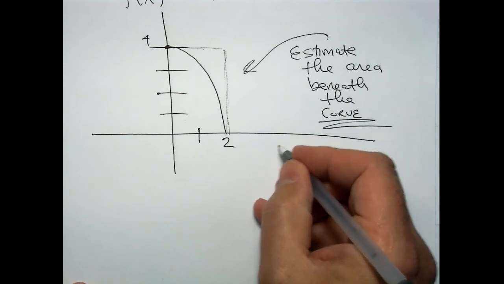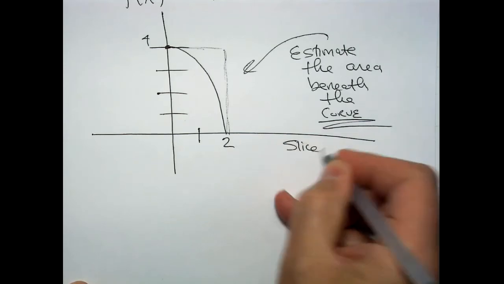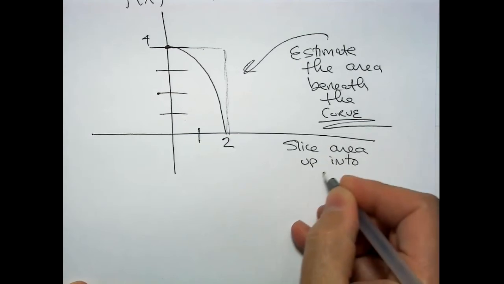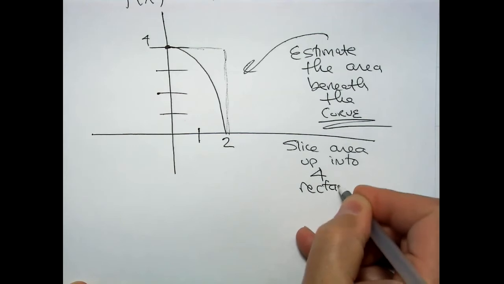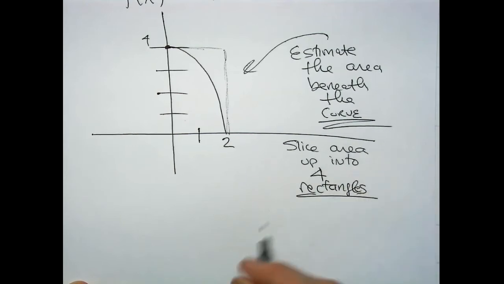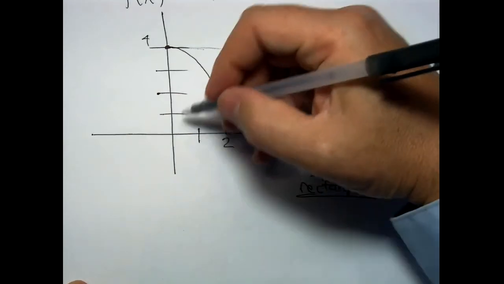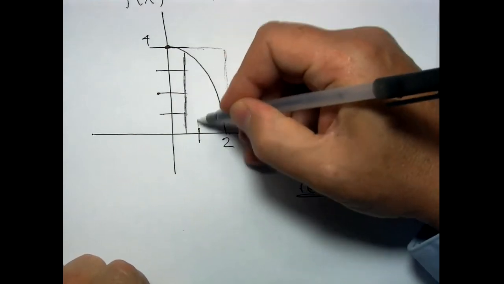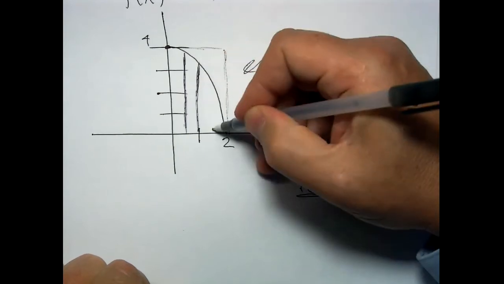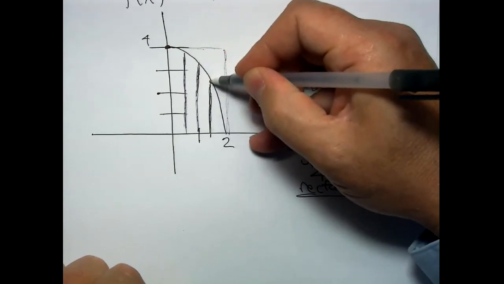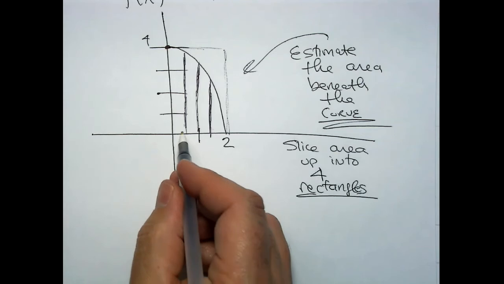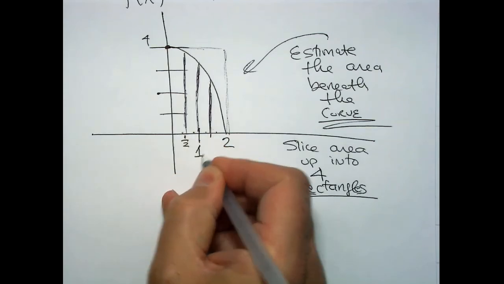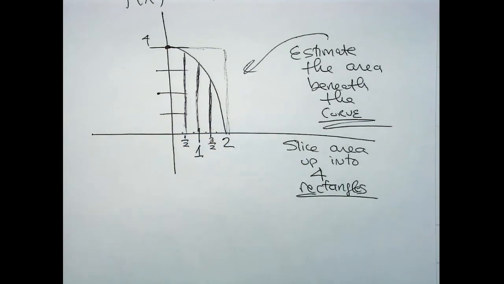What if I said I would like you to slice the area up into, let's say, 4 rectangles? Now, I would do that slicing down here. So the first rectangle would be up here. Second rectangle would be here. Third rectangle would be here. And if you look, it creates 1, 2, 3, 4 intervals. This is a half, this is 1, and this is 3 halves.